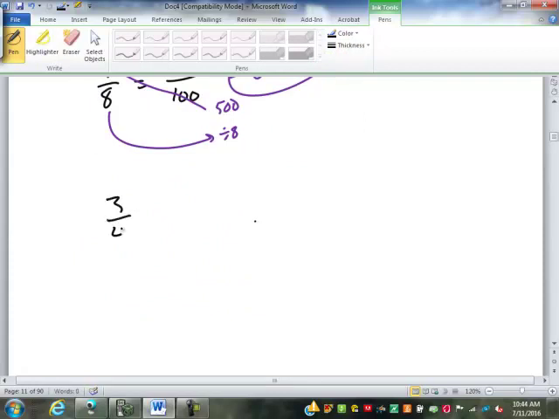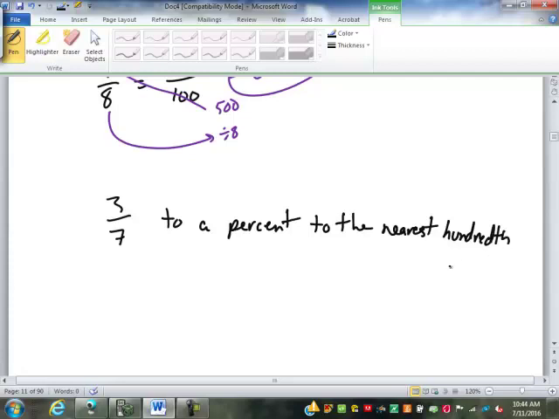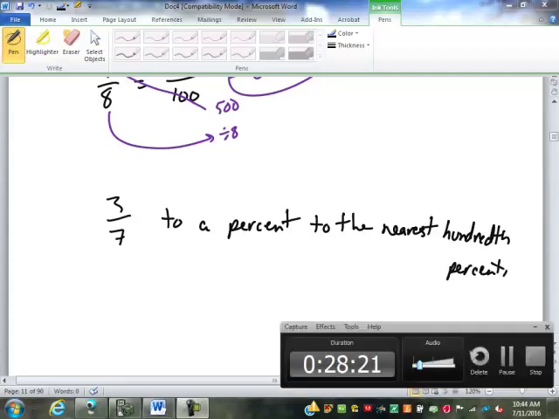Try to convert 3/7. So 3/7 into a percent, to the nearest 100th percent. Try that in your notes book.